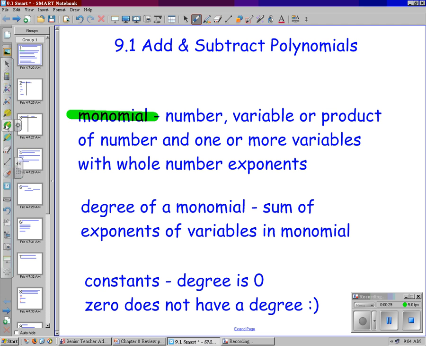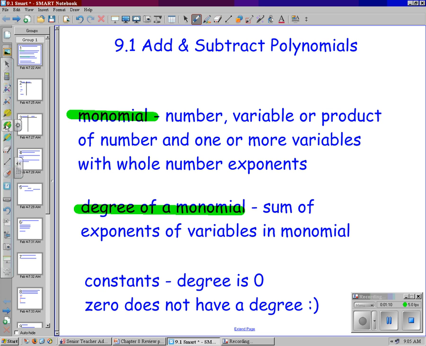It can be a number, it can be a variable, it can be a product of numbers and one or more variables that have whole number exponents. Whole number exponents means no fractions, no negatives. The degree of a monomial is the sum of the exponents of the variables in that monomial.